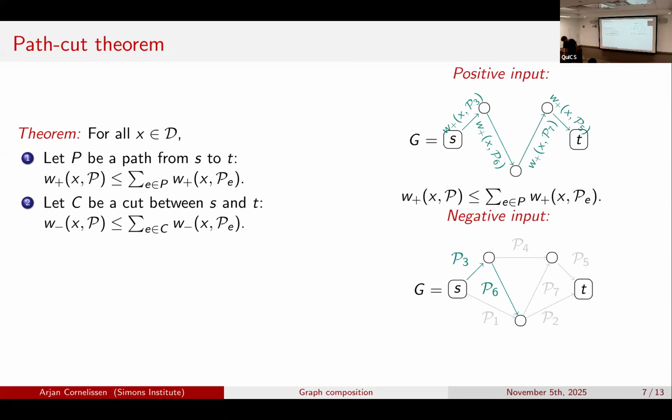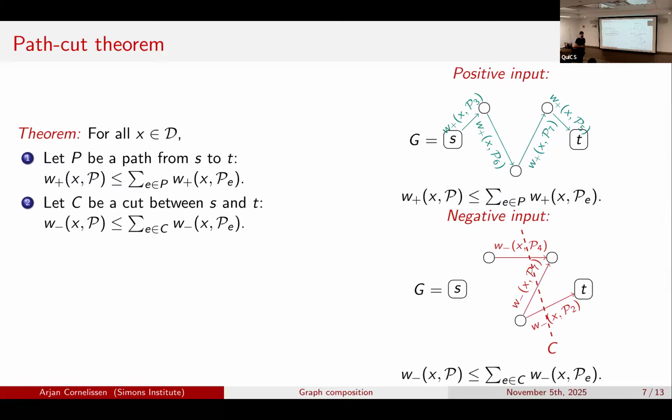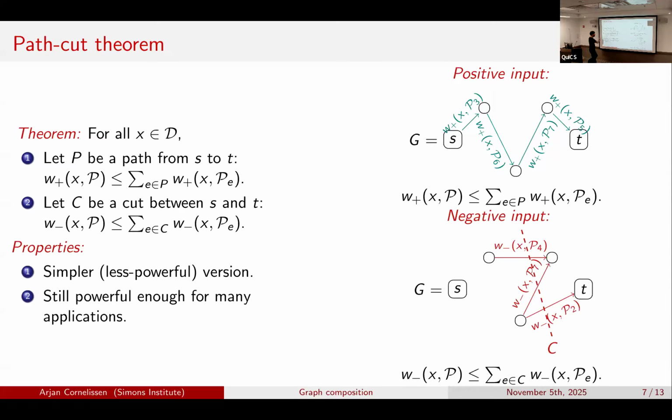Similarly, for the negative input, if there's no path going from S to T, what you can do is take a cut through the graph, put all the negative witness sizes on those edges, and then sum them all up. And this will be an upper bound on the negative witness size. Right, so this is a somewhat simpler version to do all this witness computation. But we'll see in a bit that it's still quite hard for some things.